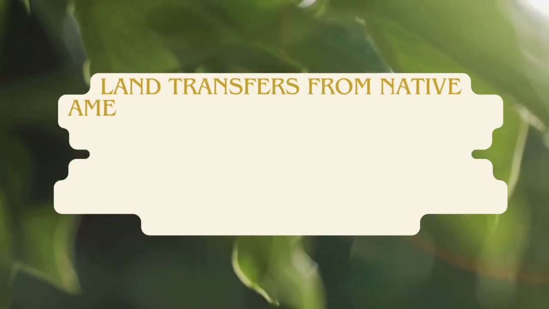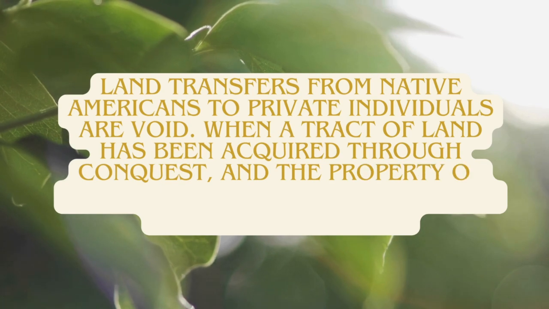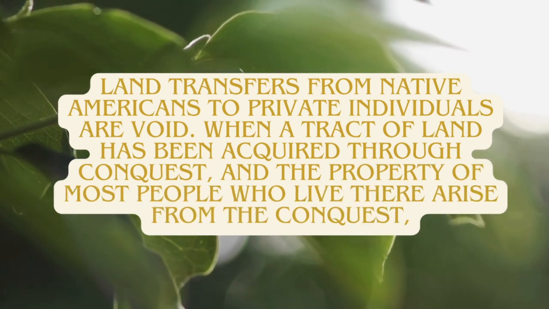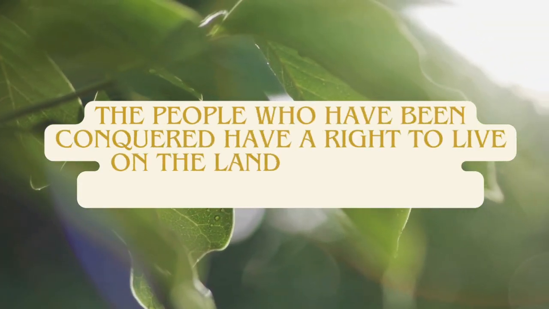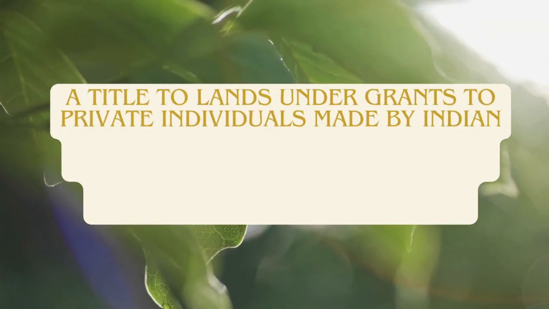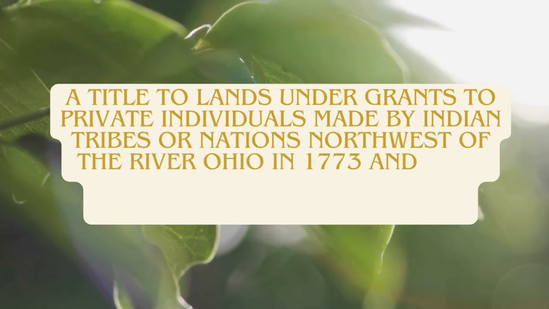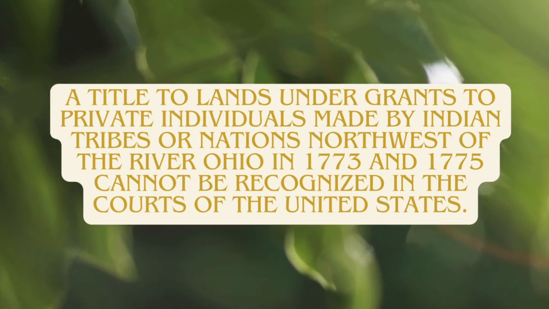So, the law itself. Quote, land transfers from Native Americans to private individuals are void. When a tract of land has been acquired through conquest and the property of most people who live there arises from the conquest, the people who have already been conquered have a right to live on the land but cannot transfer title to the land, end quote. And then the second part of this bill is, quote, a title to lands under grants to private individuals made by Indian tribes or nations northwest of the River Ohio in 1773 and 1775 cannot be recognized in the courts of the United States, end quote.